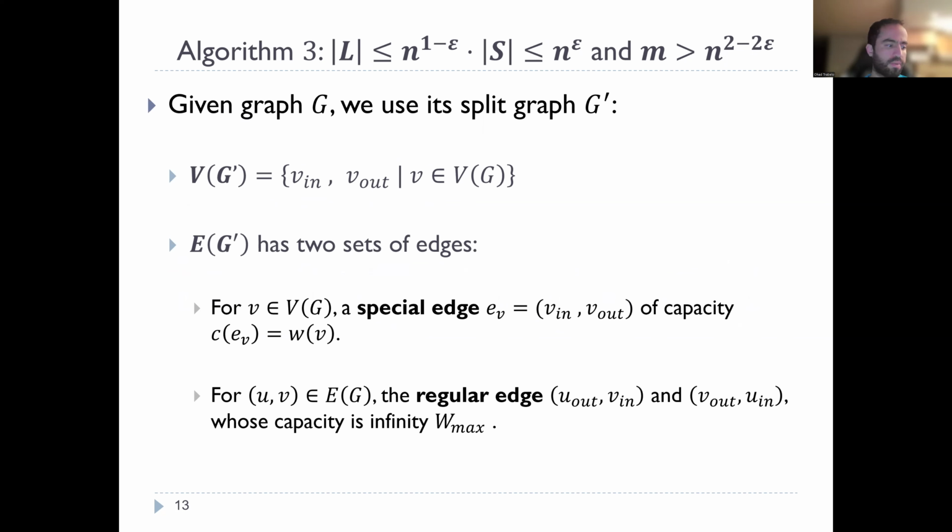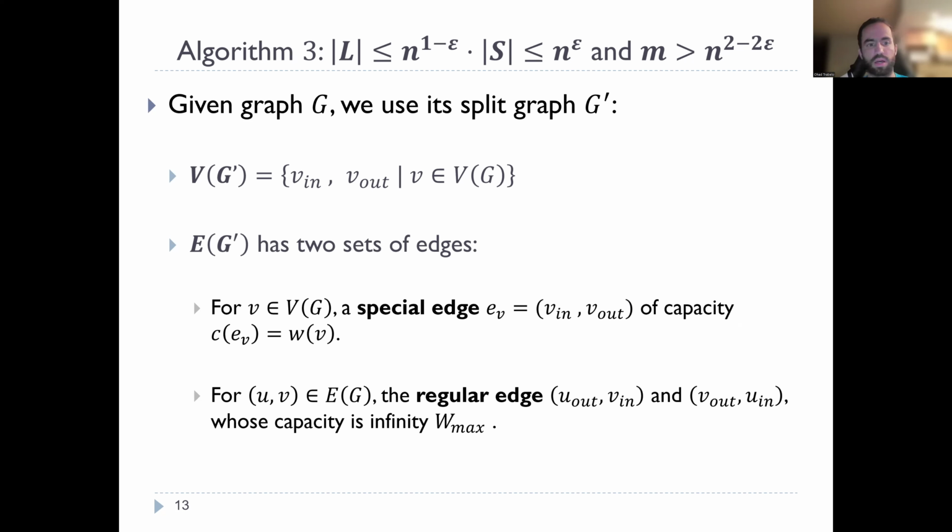Okay, so now let me focus on exactly how we make sure that the graphs are sparse. Given a graph G, we use its split graph, G prime. This is a classic transformation from a vertex-weighted to directed edge-capacitated graphs. In this transformation, we have in copies and out copies for every one of the nodes.